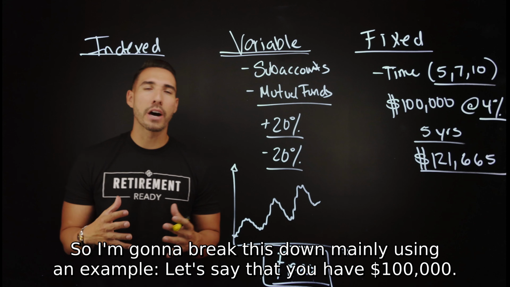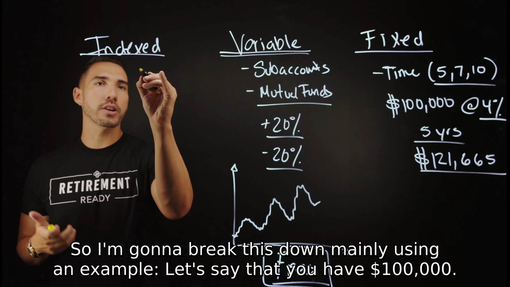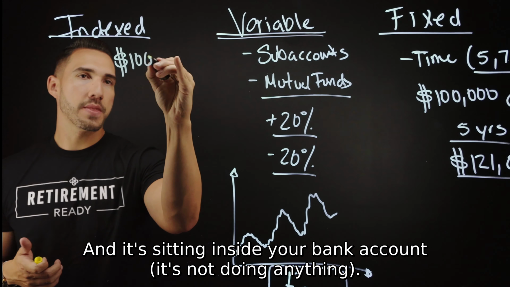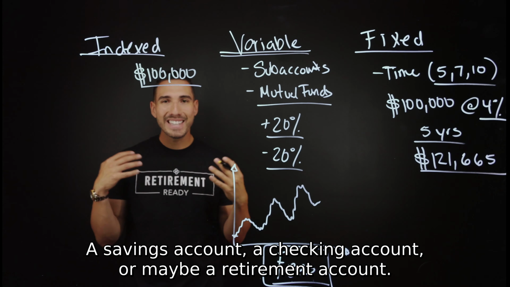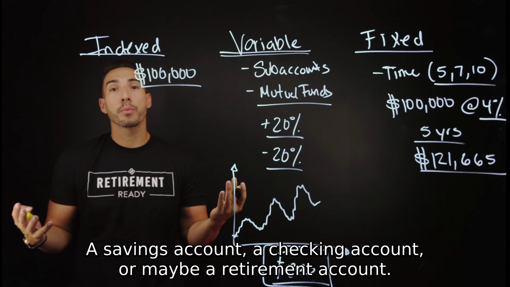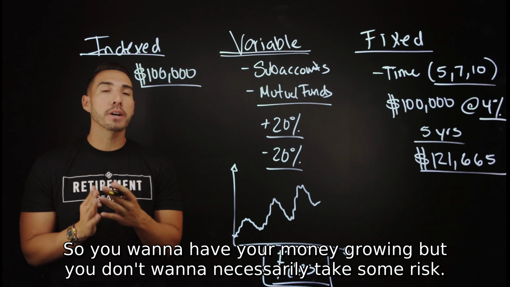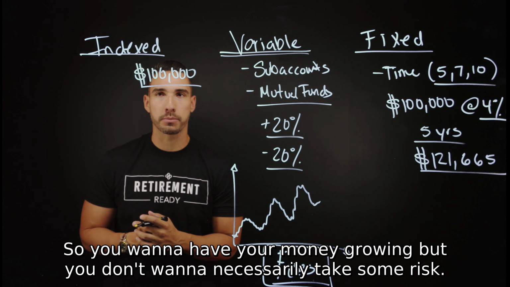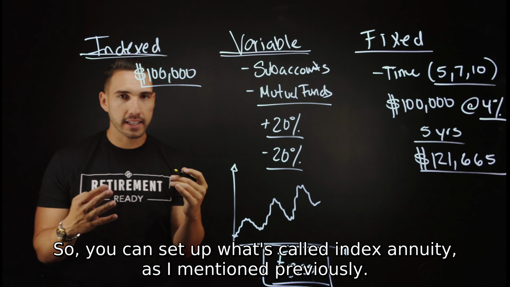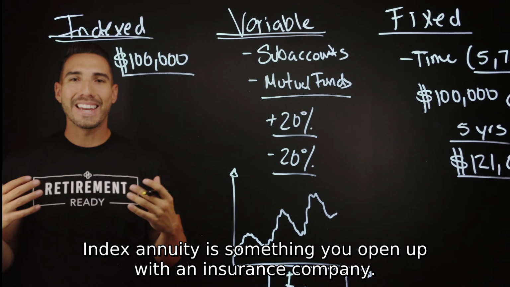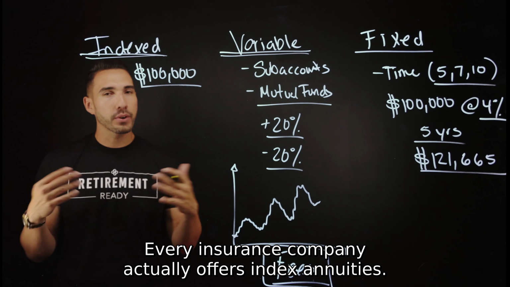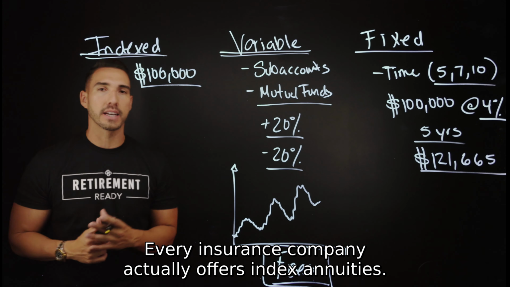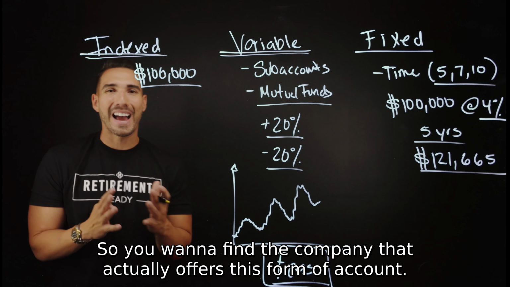So I'm going to break this down mainly using an example. So let's say that you had $100,000 that again is sitting inside your bank account. It's not doing anything, or maybe it's sitting inside a savings account or a checking account or maybe a retirement account. And so you want to have your money growing, but you don't want to necessarily take some risk. So you can set up what's called an indexed annuity. As I mentioned previously, indexed annuities is something that you would open up through an insurance company. Again, not every insurance company actually offers indexed annuities, but you want to find a company that actually offers this form of account.